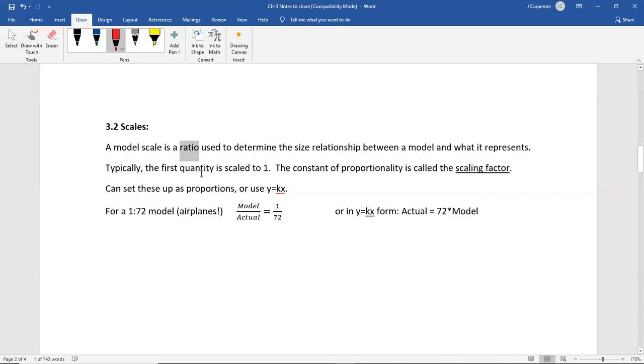which is why I say the word typically. And then when I say typically, the first quantity is scaled to 1. When we say first, we're typically referring to the model. So again, this is typically, this is usually, this is almost always, but not always. So usually it's like 1 inch on the model, and then that might be 3 miles or 5 miles or 10 miles in reality. Or 1 centimeter in the model is 3 miles or 5 miles or 10 miles in reality. And again, there would be only one of those things. It just depends on how everybody set it up.